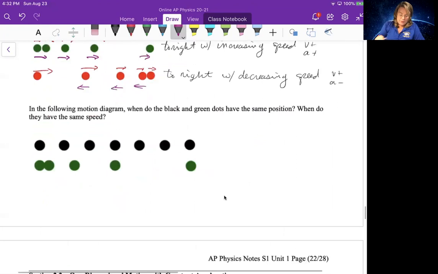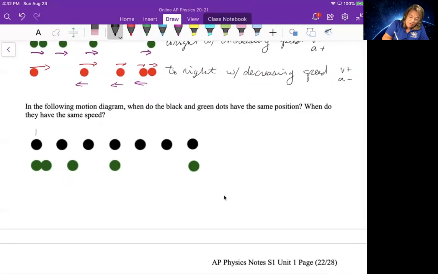Here's another question for you. In the following motion diagram, when do the black and green dots have the same position? At what time do they have the same position? Okay, so once again, don't forget these are at successive time intervals. So I have, we'll call that time 0. This is 1 second. This is 2 seconds. This is 3 seconds. This is 4 seconds.